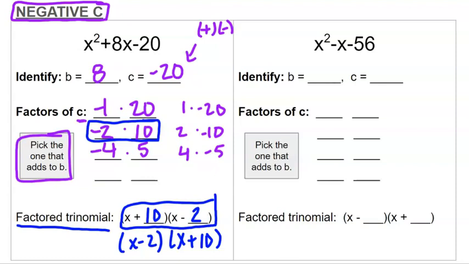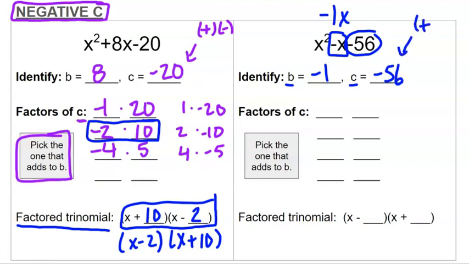All right, let's try one more. So identify b and c. In this one, we just have minus x. So remember, that's really minus 1x. So I'm going to make that negative 1 for b. And then our c value is negative 56. Again, that c value is negative, so we have the positive and we have the negative. We need both. So we're going to have that two-case scenario.